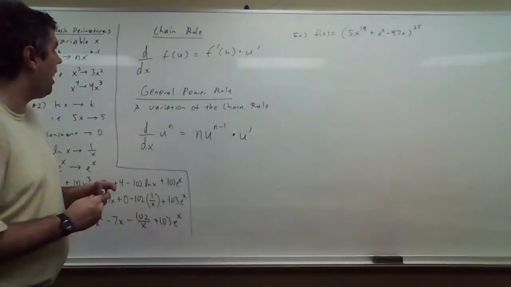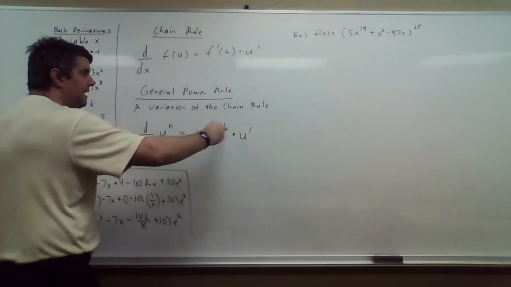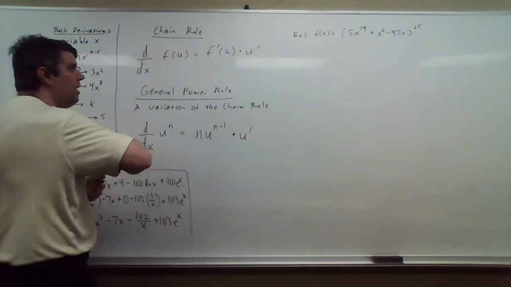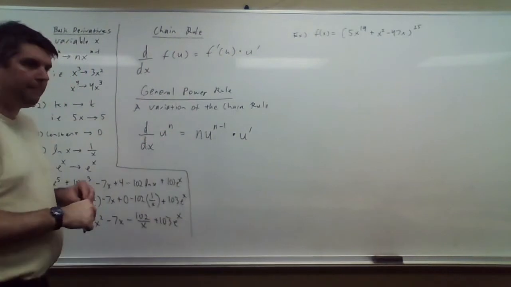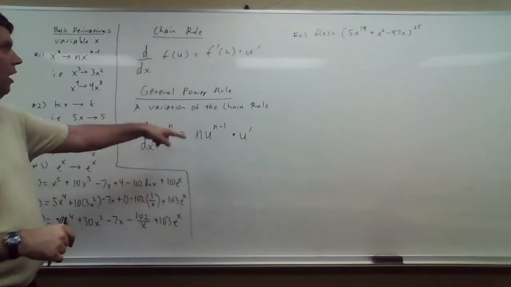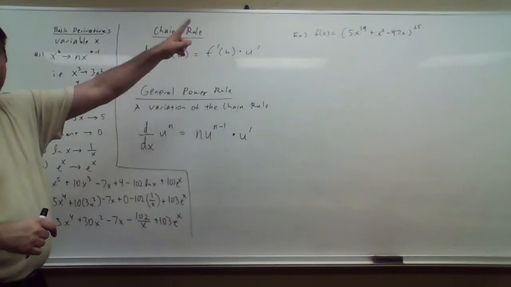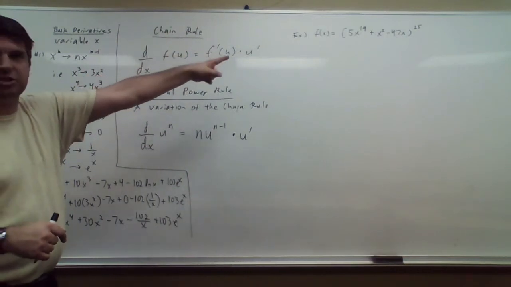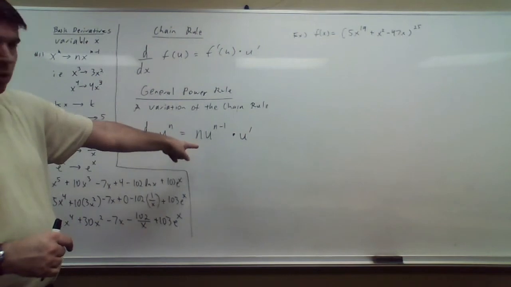Okay, now I've left the original chain rule on the board and am giving a variation of the chain rule that applies only to an expression to a power. That's called the general power rule. I'm going to do this using the chain rule, and then I'm going to do it using this rule.